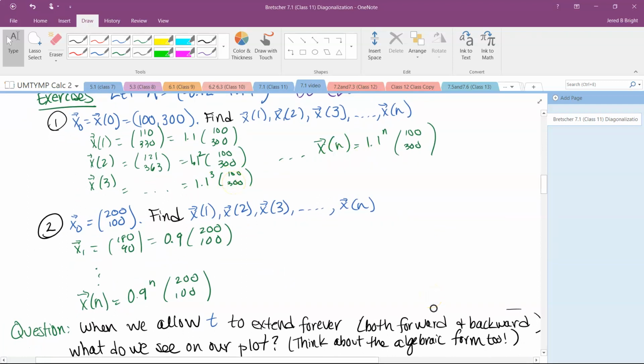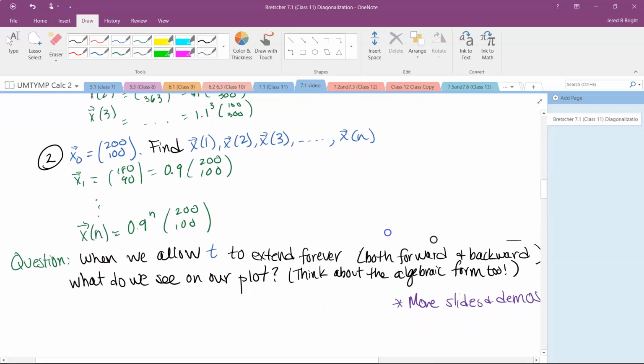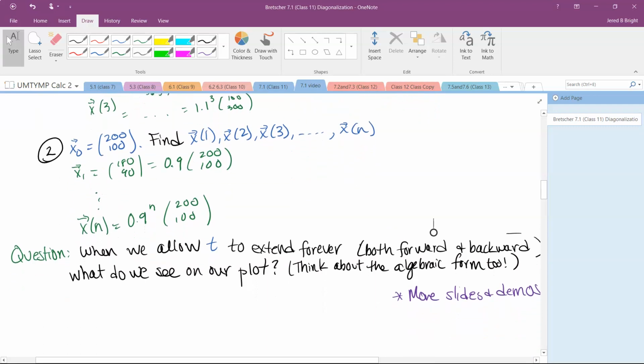From all this, xn is an arbitrary stopping place. Like in calculus, we can do limits and all that stuff. Why not do the limit of this? Well, that's the idea here. What happens if we allow t to extend forever, both forward to time infinity and backwards? If we were to look back in time too, what would happen? And what do we see in our plot?